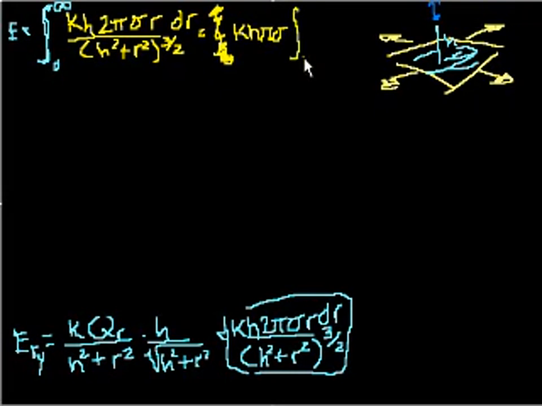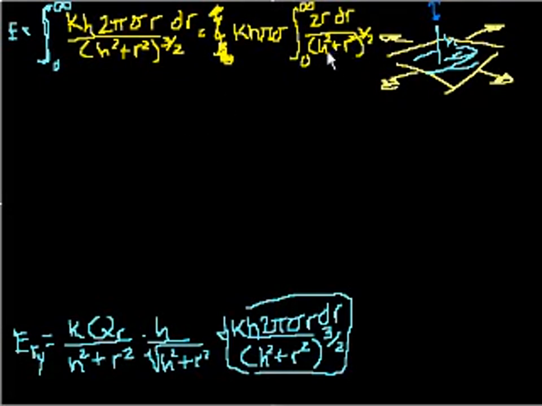times the integral from 0 to infinity of, what did I leave in there? I left a 2r. So we could rewrite this as 2r dr over h squared plus r squared to the 3/2, or we could think of it as to the negative 3/2, right?